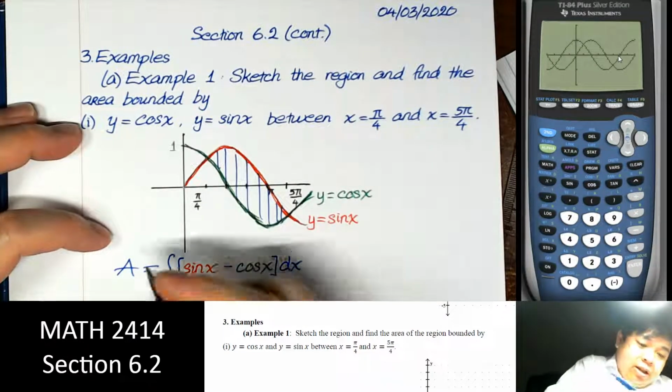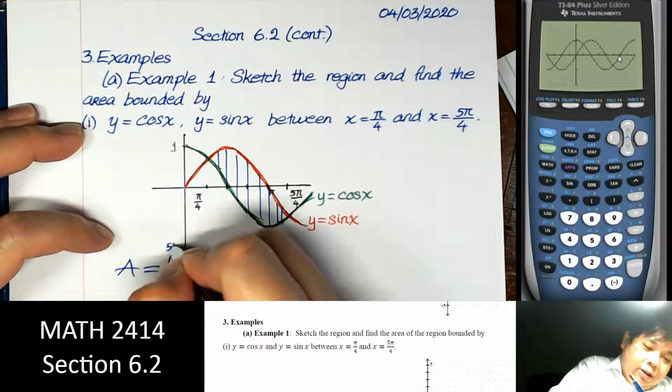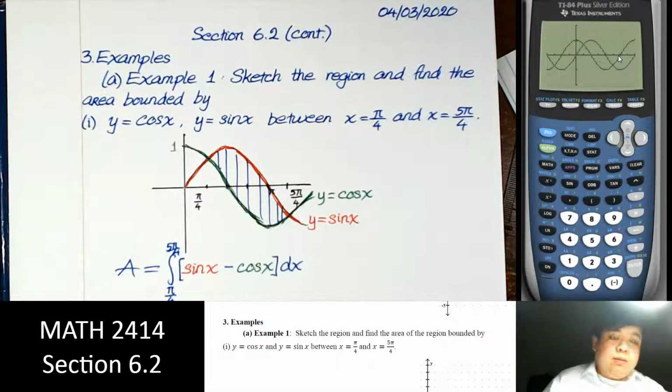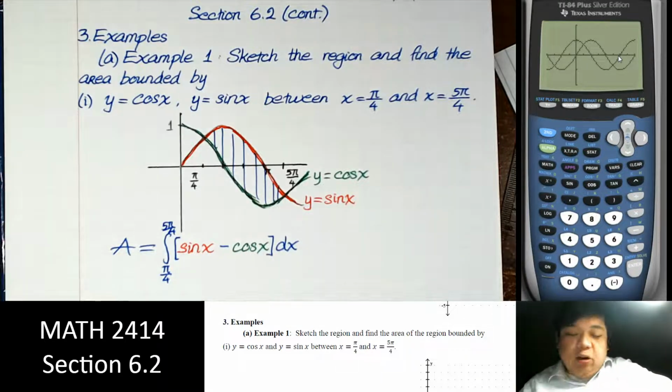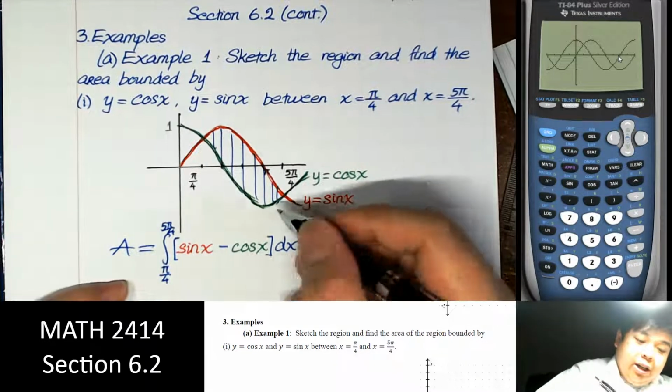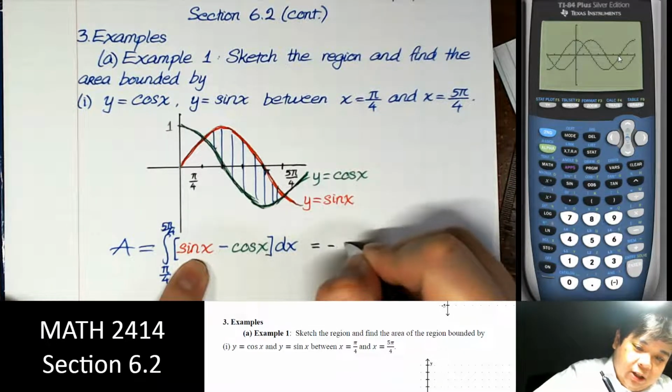And the limits are pi over 4 to 5 pi over 4. Okay, now let's find the area. So we actually do the integral here. Integral of sine is negative cosine.